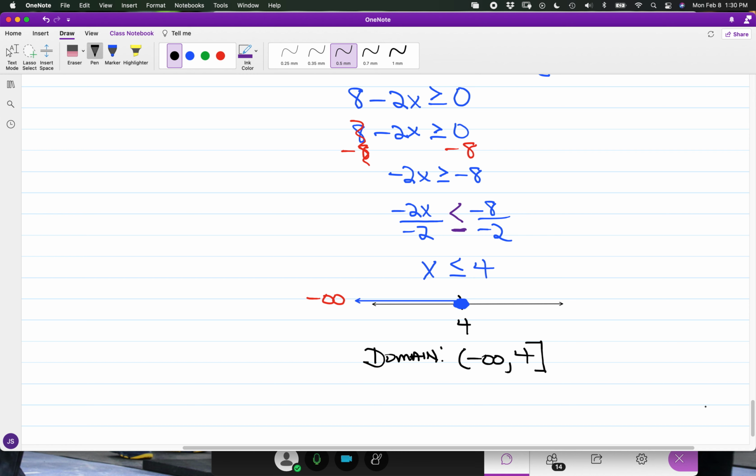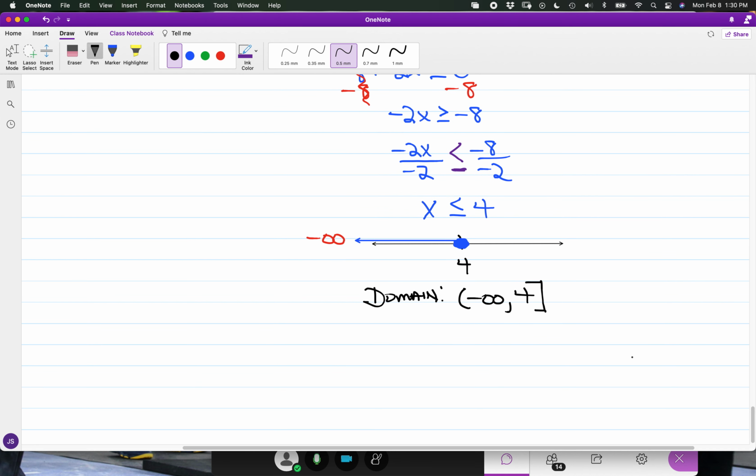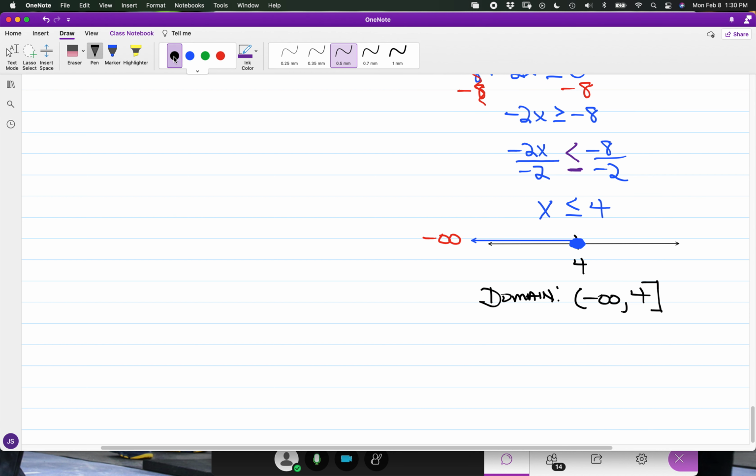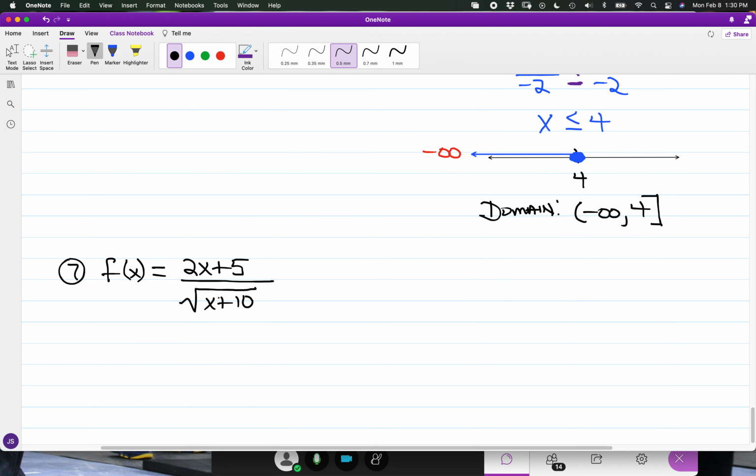Okay. And then we have just another scenario. So we looked at domains outside of all real numbers, those arising from fractions and even root radicals. Let's say you have a synthesis of both, and we'll say that we have f of x equal to 2x plus 5 all over the square root of x plus 10. So we have a simultaneous appearance of a radical as well as a fraction.